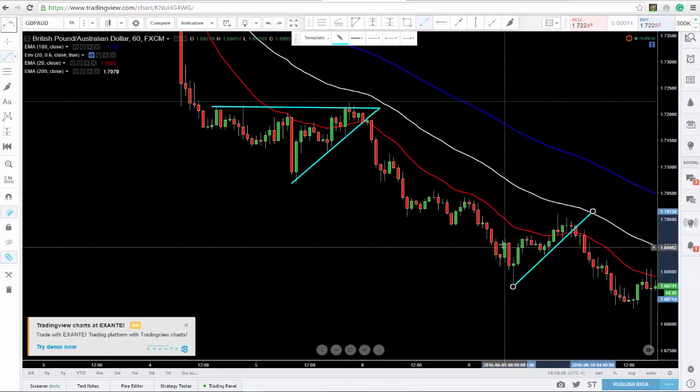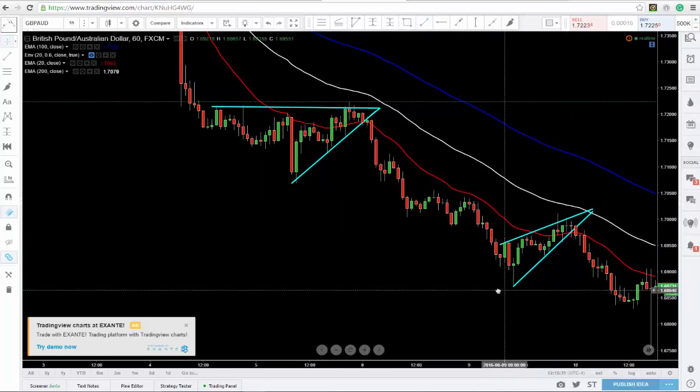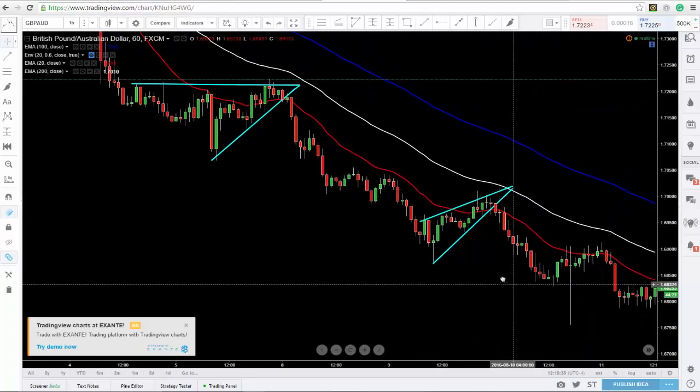And look what we get. Here is a nice wedge pattern following an impulsive move down, followed by a breakout to the downside. That would have been another win based on this strategy.